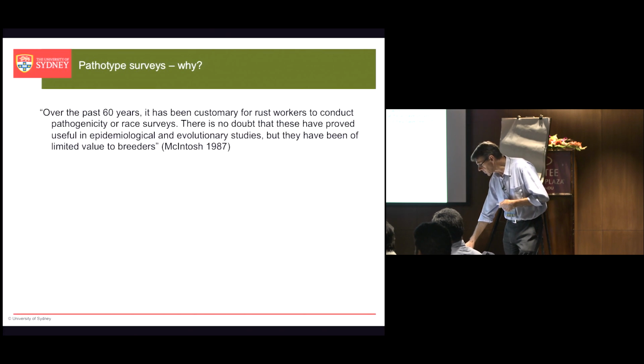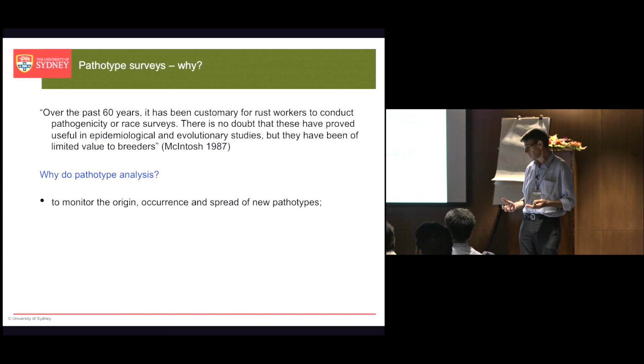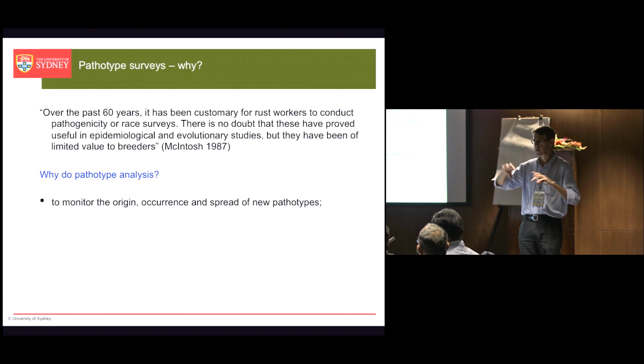So why do we actually do pathotype analysis? Well, firstly, to monitor the origin, occurrence and spread of new pathotypes. We've done this with UG99. It was first found in Uganda, in Kenya. Professor Pretorius did that work. We've been monitoring the variants that have come from that and their spread. And that's important information, particularly for farmers.